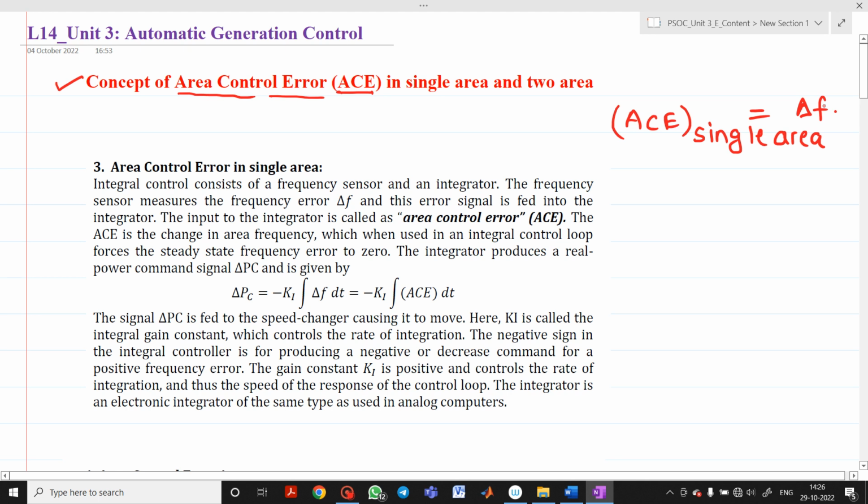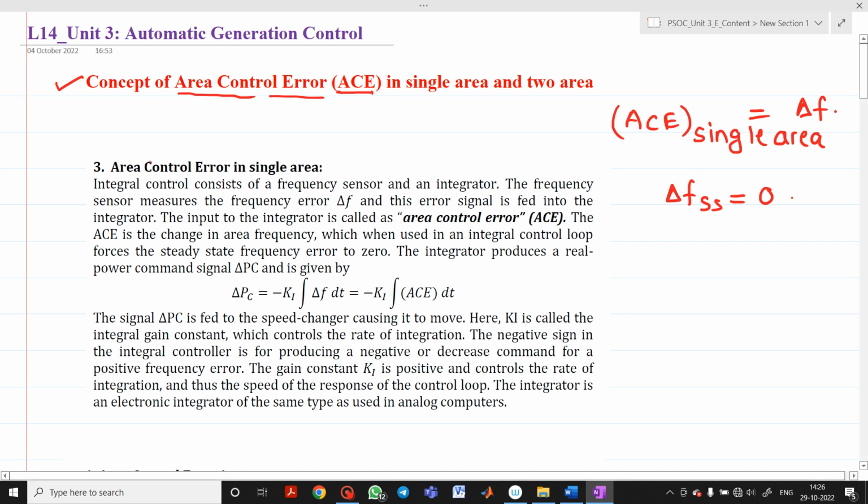The steady state error in the frequency, that is delta FSS, where SS stands for steady state, will become zero when the ACE is used in the integral control loop. On the other hand, when we talk about a two area case, it is a linear combination of change in the frequency and change in the tie line power.